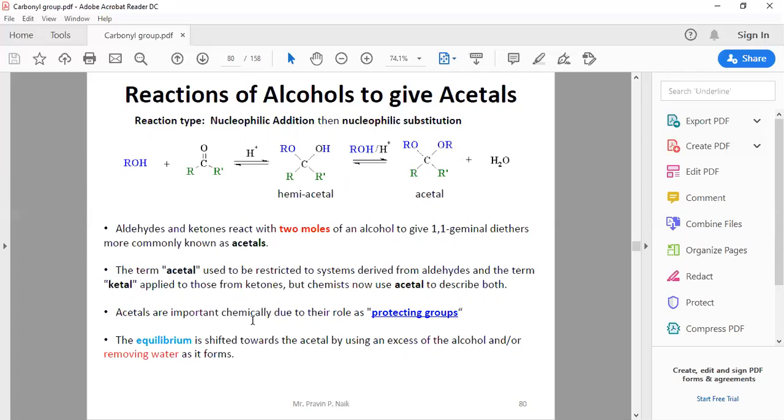What is the use of this acetal formation? It is important chemically due to its role as a protecting agent, and the equilibrium is shifted towards the acetal by using excess alcohol. So we have to use excess moles of alcohol to shift the equilibrium towards the right, because both these steps are reversible.